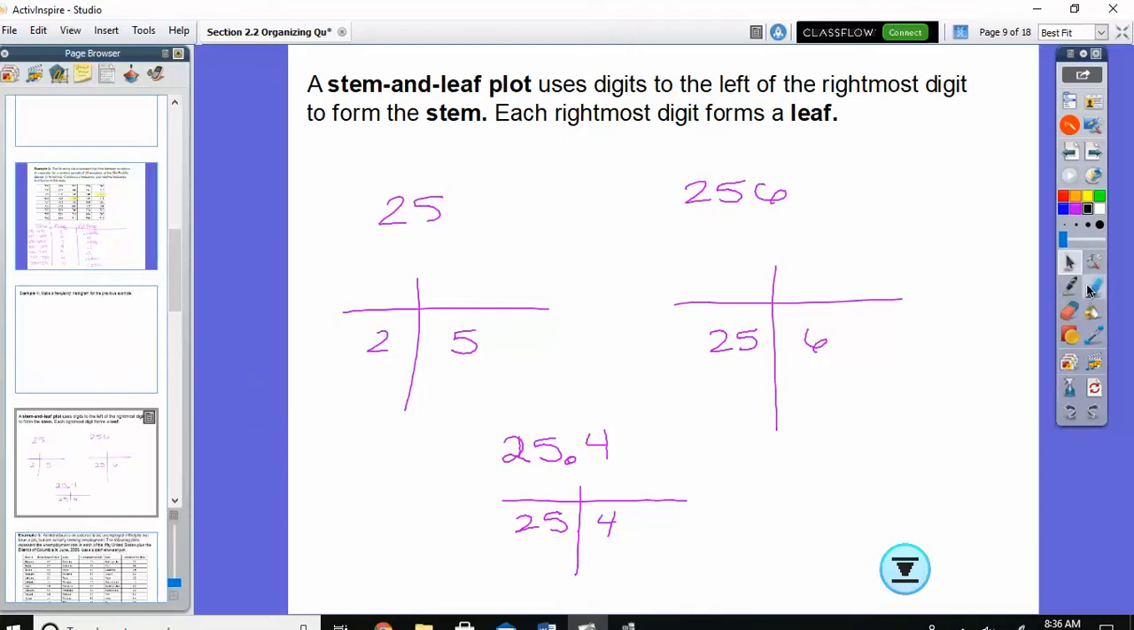Okay. The rightmost digit is the number on the right. So, okay, your stem is everything to the left of that last digit. So here the stem would be 2. Here the stem would be 25. Your leaf is just the rightmost number. So the 5, the 6, the 4. So when we draw, the stem will go in the first column, the leaf will go in the second column. Maybe when I show you, we'll look at an example and see if that helps. Okay? If it doesn't, then we'll come back to this.